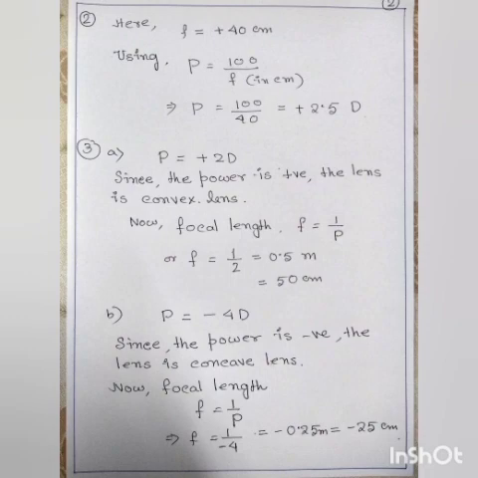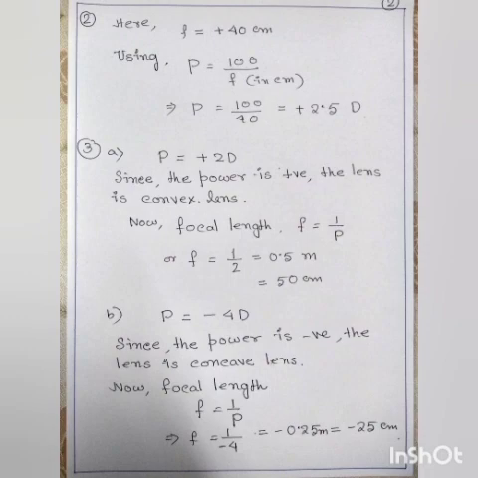Clear? Next, question number 3. Two lenses have power, option A plus 2 diopter and option B minus 4 diopter. Now what is the nature and focal length of each lens? Let us discuss the first option, that is power equal to plus 2 diopter. Since the power is positive here, the lens is a convex lens. Clear? And now the focal length, f is equal to 1 by p. This we get from the relation power equals 1 by f, so f equals 1 by p.